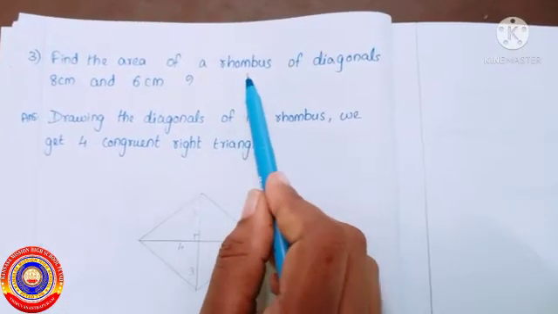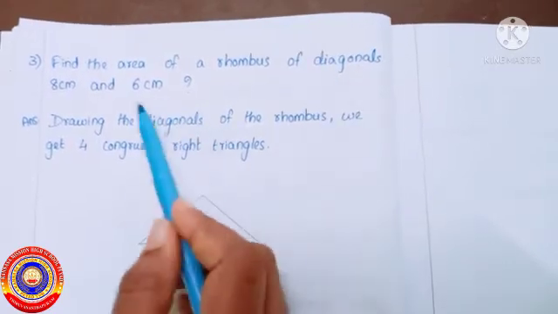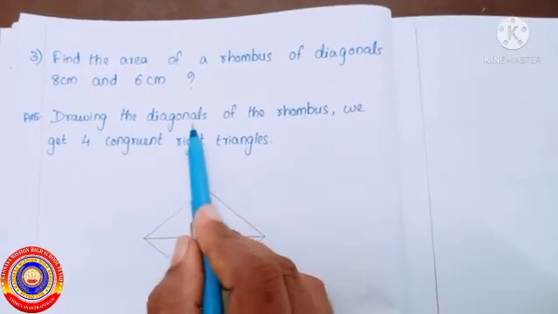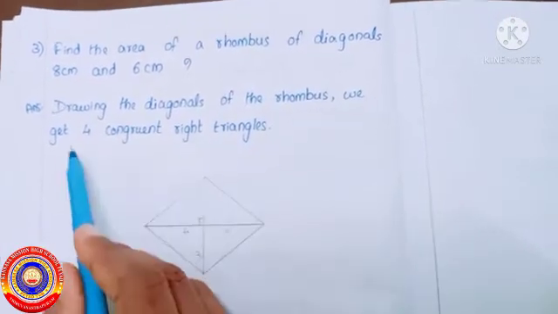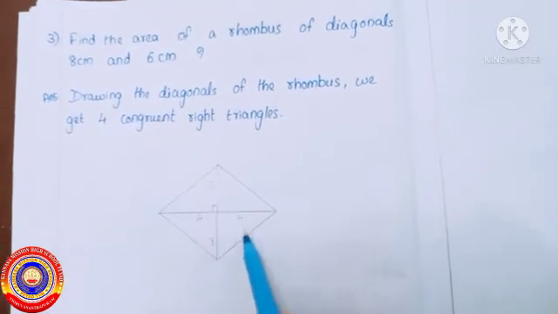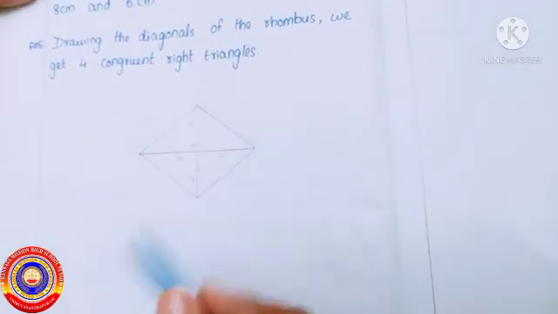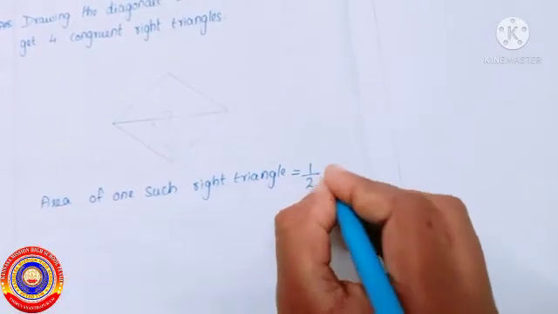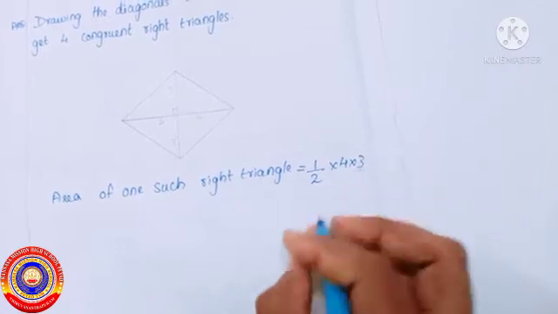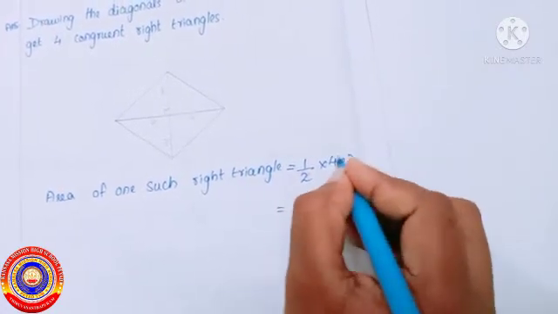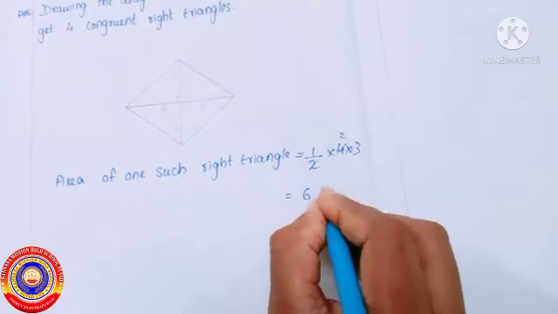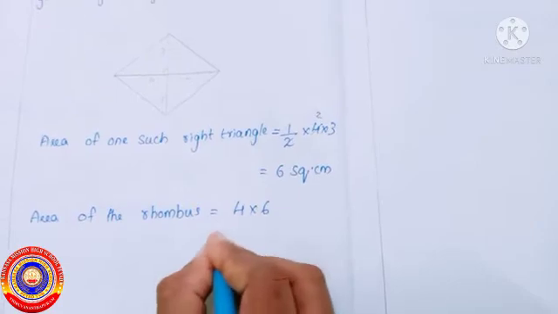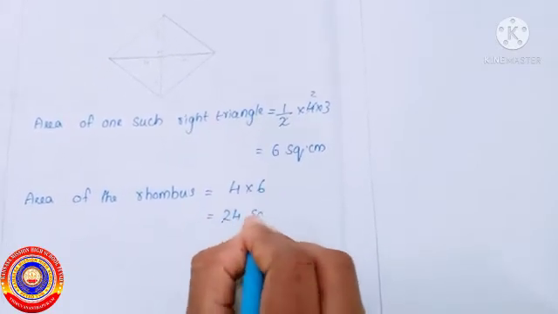The next question: find the area of a rhombus of diagonals 8 centimeter and 6 centimeter. In this question, we have to find the area and the diagonals are given. That is, drawing the diagonals of the rhombus, we get 4 congruent right triangles. So the area of one such right triangle is equal to 1 by 2 into 4 into 3, that is equal to 6 square centimeter. Then the area of the rhombus is equal to 4 into 6, that is equal to 24 square centimeters.